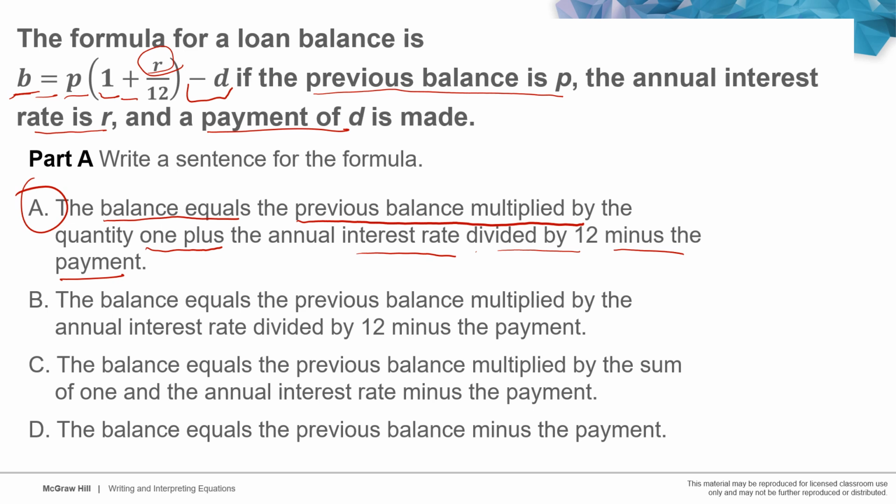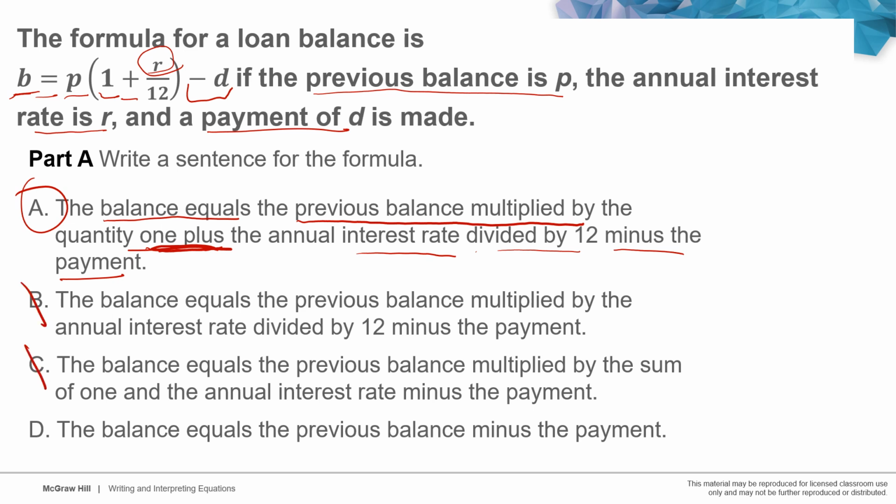Part B says the balance equals the previous balance multiplied by the annual interest rate divided by 12. In this one, it looks like we're missing something about a 1 plus. So that one would not be good. C says the balance equals the previous balance multiplied by the sum and the annual interest rate minus the payment. What am I missing in part C? Do we see a 12 in that one? No. So it couldn't be C because we're missing the divided by 12.